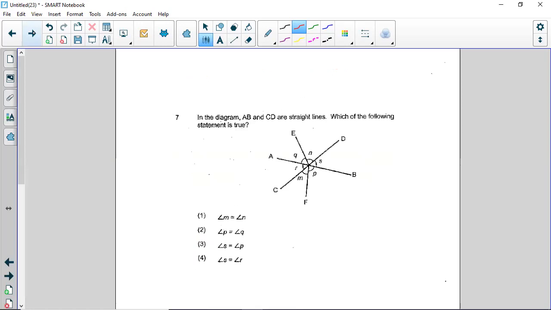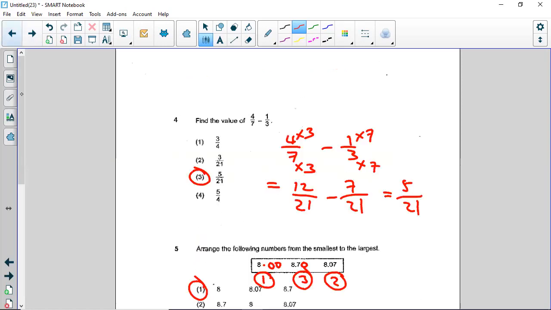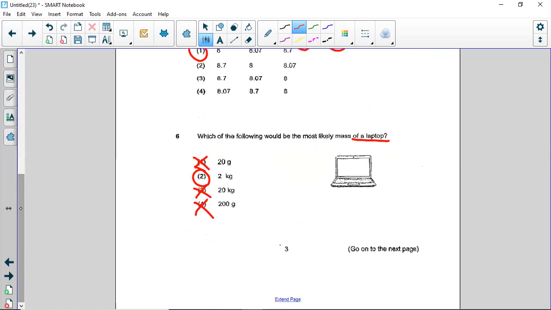Question 6, can the answer be 2? Question 6 can also be what? Can you say clearly? I can't really hear you. 3. Oh, it cannot be 3. You know, what is 20 kilograms? 20 kilograms is the mass of a small boy, a kindergarten boy. Your laptop is not so heavy. It cannot be 20 kilograms, so it's out already. 20 kilograms is the heaviest, out already.